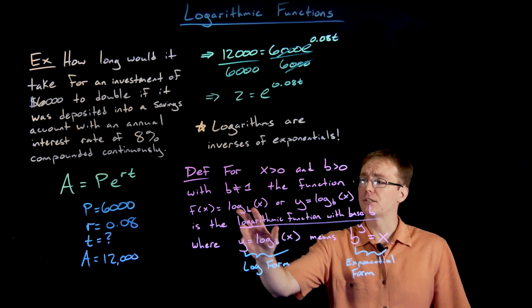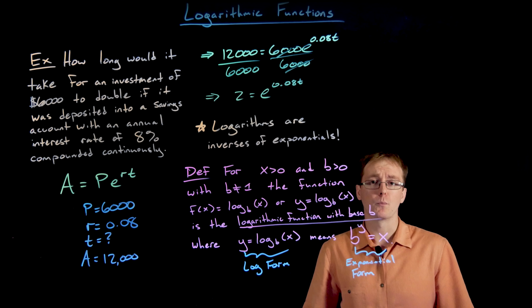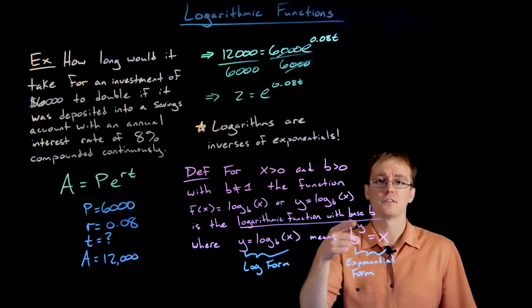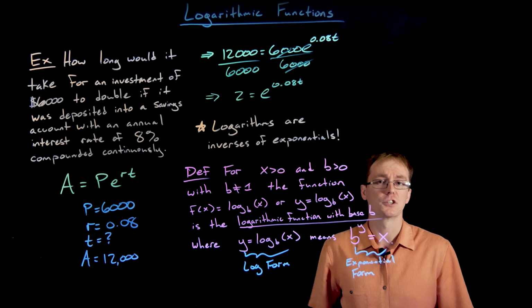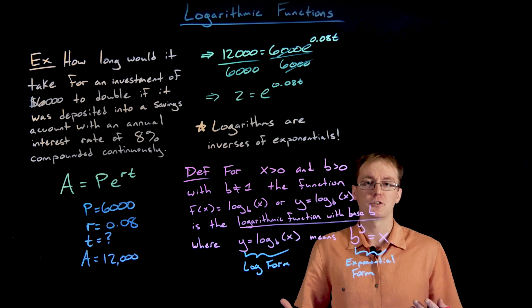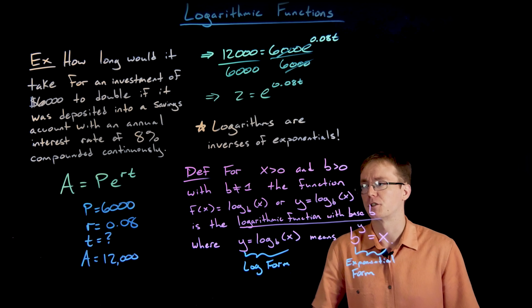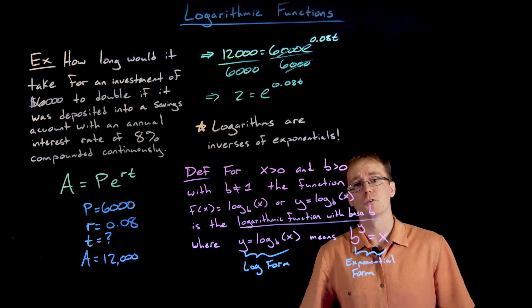And the other condition is that we don't want our base b to be equal to 1, because if it is equal to 1, that's the most boring exponential function, right? 1 to any power is just going to be equal to 1. So that's not really an exponential function. It's really a constant function. That's why we don't want b to be equal to 1.